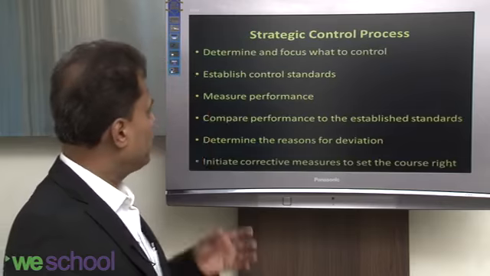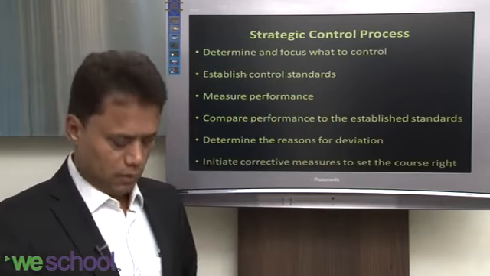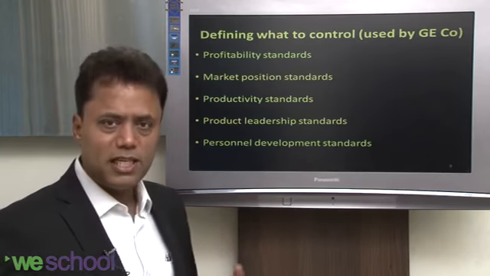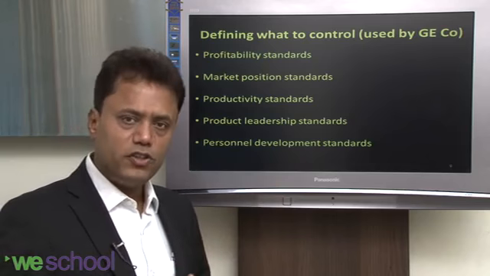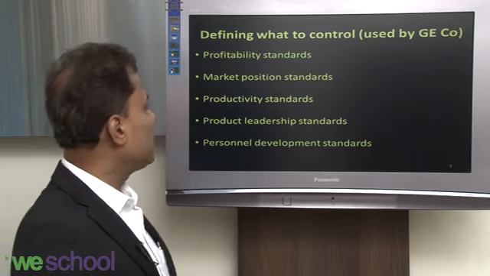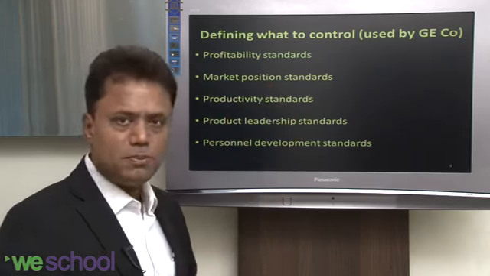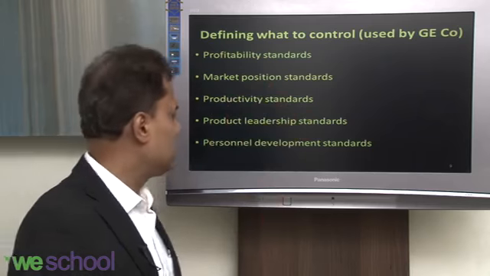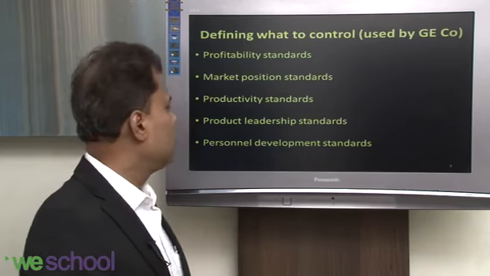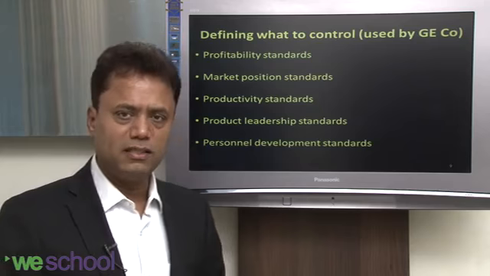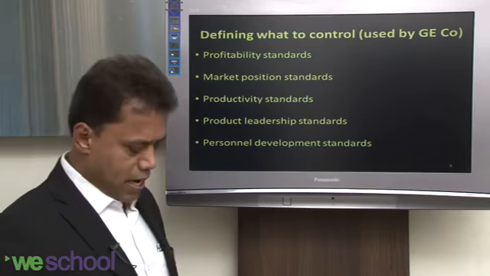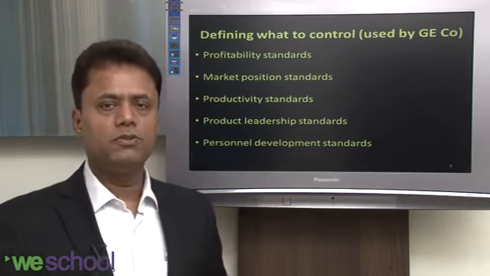Define what to control. The first point we said, determine and focus on what to control. Let's come to that point. You can talk about financial performance, the profitability standards, the margin standards, the revenue standards, market share standards, new markets, new market propositions, what is your market leadership position, productivity of employees, product leadership standards, how is your service leadership standard, personal and people culture development standard. This is what I said earlier also. So these standards are to be controlled, and you need to keep numbers against each of those benchmarks.